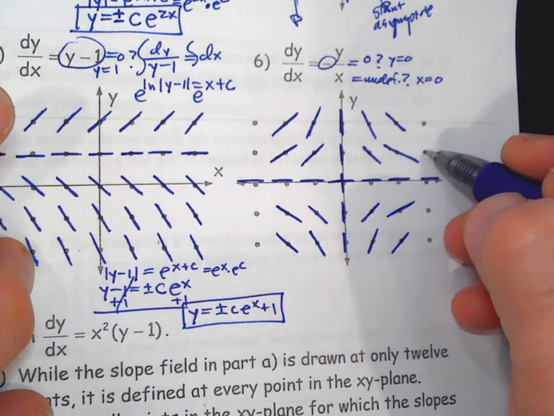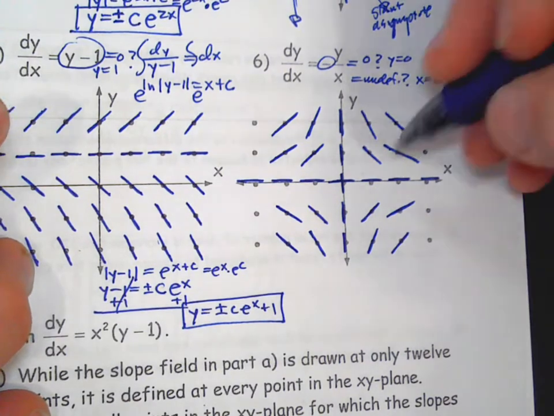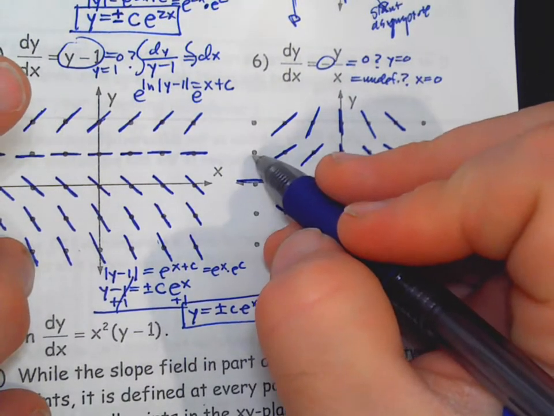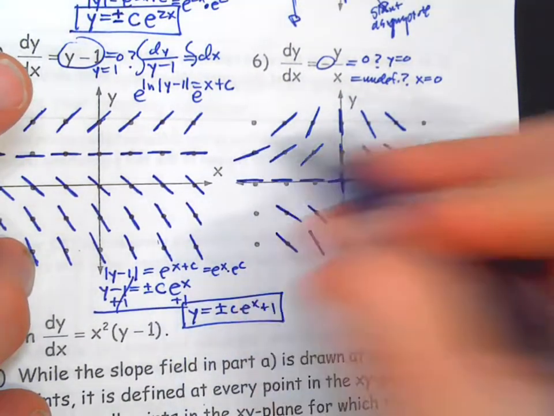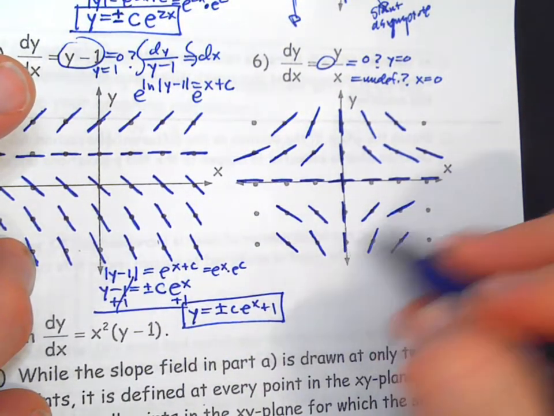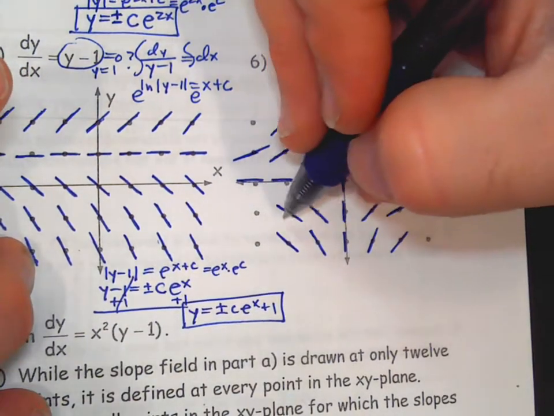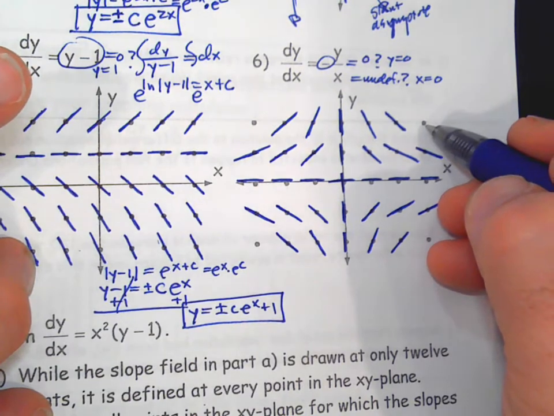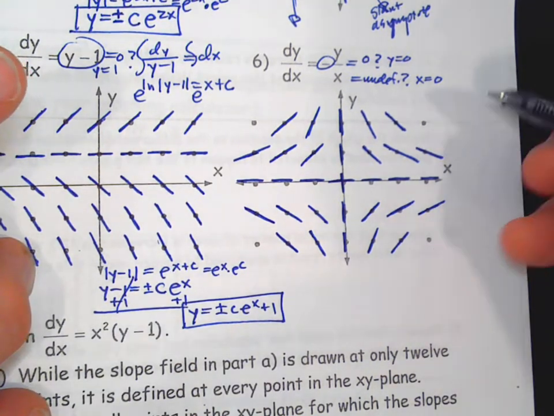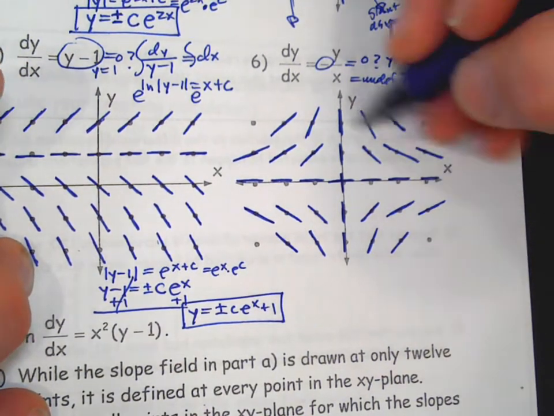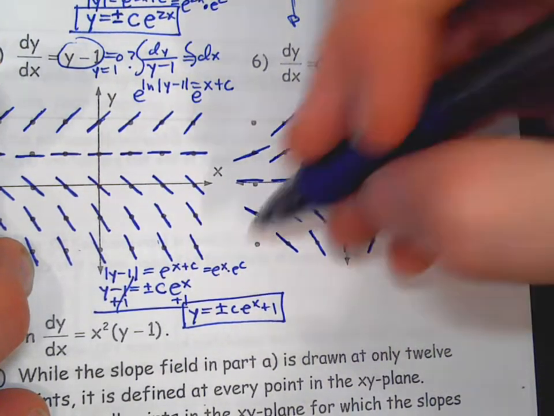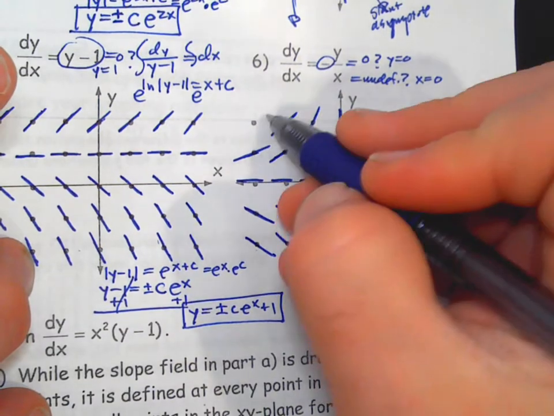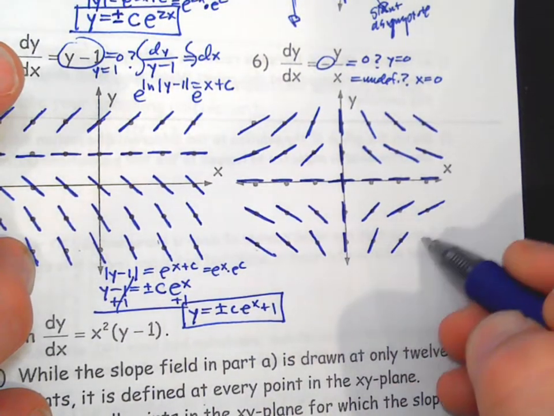3, 1 is -1/3. So down 1 over 3. I bet this one's going to be up 1 over 3. This one's going to be up 1 over 3. This one's going to be down 1 over 3. And then 3, 2 would be -2/3. Down 2 over 3. So that's your slope field.